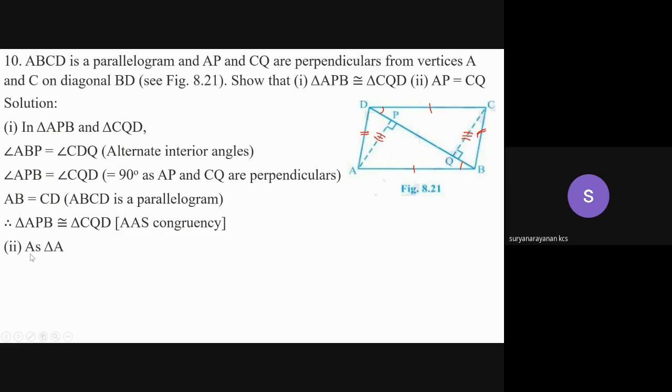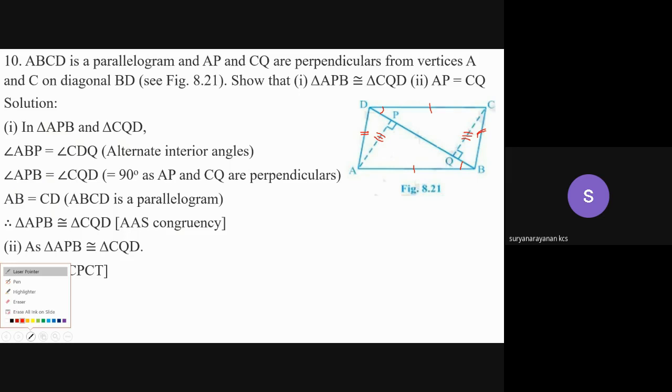What is the second part? As triangle APB is congruent to triangle CQD, what can you say here? AP is equal to CQ by CPCT. Okay, my children, we proved the two parts of this question.